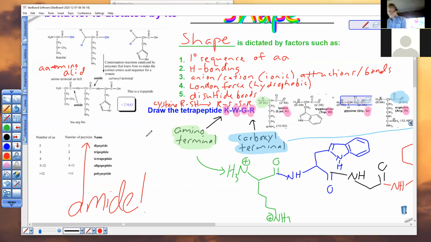So if you have a protein with 421 amino acids, how many waters were released? 420 upon synthesis of the protein. And I think that's all that needs to be said there.